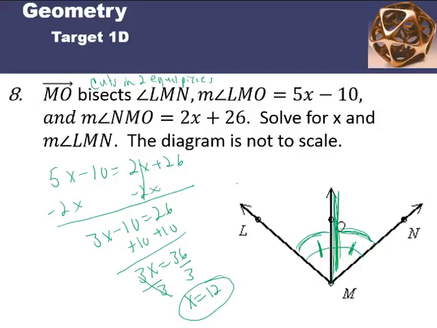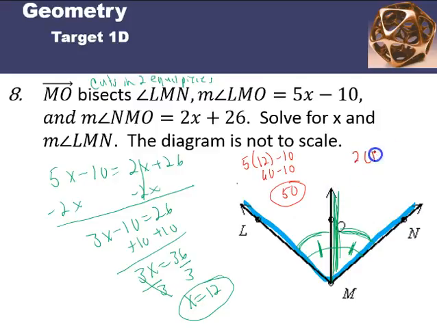So LMN is this big angle here. So to find it, we have to find the 2 smaller angles and add them together. So I know that LMO is 5x minus 10, so that's 5 times 12 minus 10. Well, 5 times 12 is 60, and 60 minus 10 is 50. Now, I know that this should be 52, but I'm going to still plug it in to check.